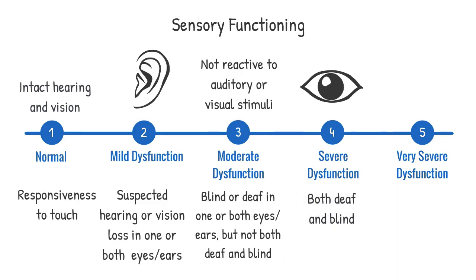And very severe dysfunction in the sensory domain is a very abnormal response to touch. While this is uncommon, it is severely abnormal. Examples include decerebrate posturing, decorticate posturing, spinal withdrawal, and no response to painful stimuli.